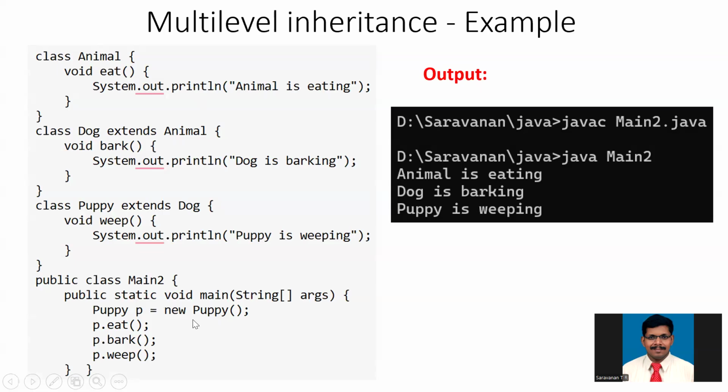And P dot bark: no bark function is available here, so it goes to the base class, finds bark, and dog is barking is executed. P dot weep: here weep is available, so puppy is weeping is executed. This is a normal execution flow. Now what can be the question asked?